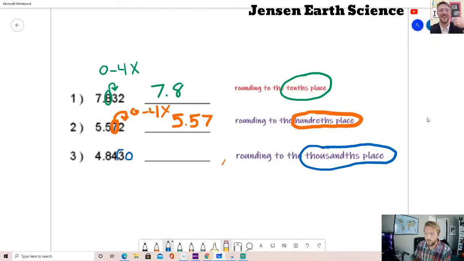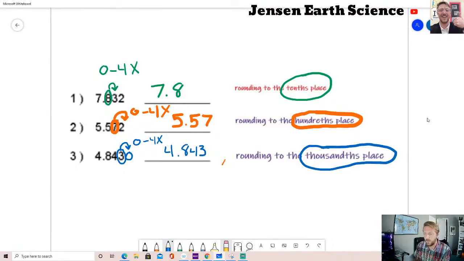So I will circle my 3 because it's in the thousandths place and that's what I'm rounding. I'll look over to my right, I put my 0 in. That is in the 0 to 4 range, so I won't do anything with that 3. In this case, my answer will be 4.843. Now, these examples all happen to have digits within 0 through 4 on their right.